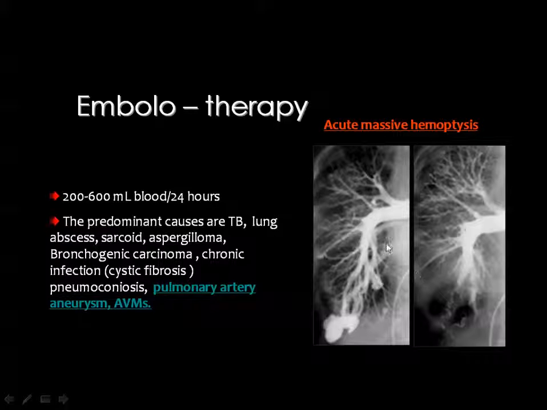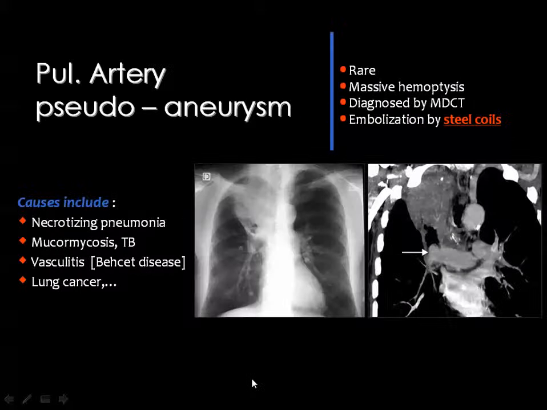And this is an example of two arteriovenous malformations. One is large and a smaller one, and maybe a third one here. And you may use for the occlusion of these pulmonary vascular malformations steel coils, as you can see here.